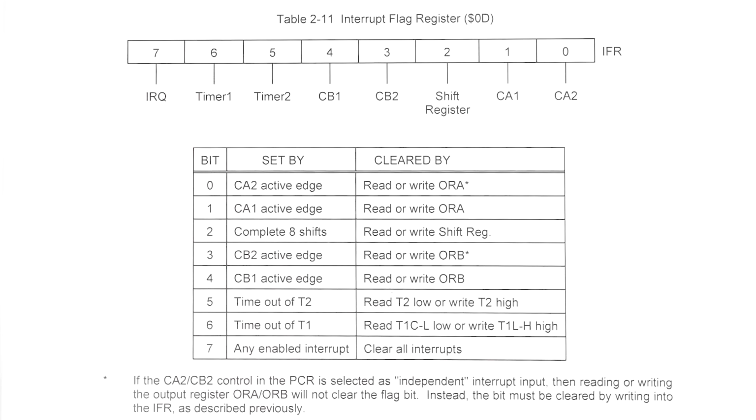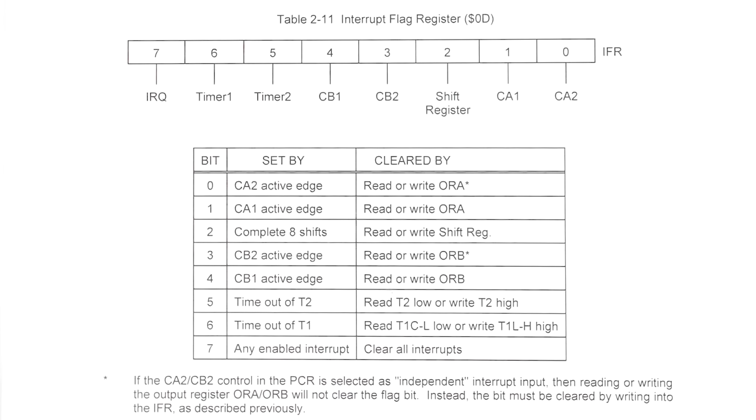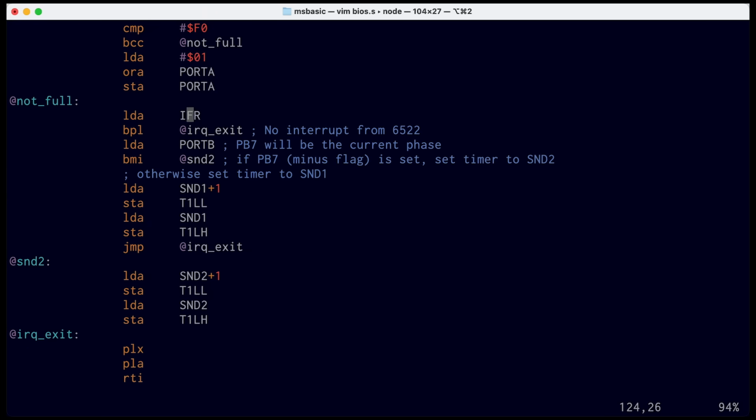Depending on what caused the interrupt, there's a table here that tells you what you need to do in order to clear that interrupt. And in our case, we're assuming that any interrupt that we get from the 6522 is timer 1 expiring. So to clear that interrupt, we either need to read from the timer 1 counter low byte, which we could do, or if we write to the timer 1 latch high byte, that'll also clear the interrupt. And we're already doing that. Either way, if we got an interrupt from the 6522, we're writing to timer 1 latch high either here or here. And so that should work for our interrupt handler.